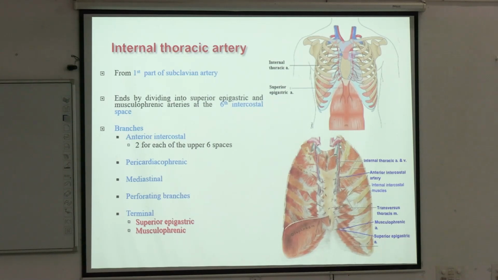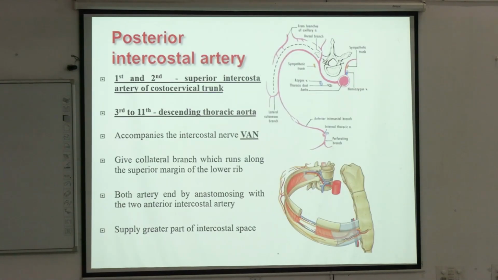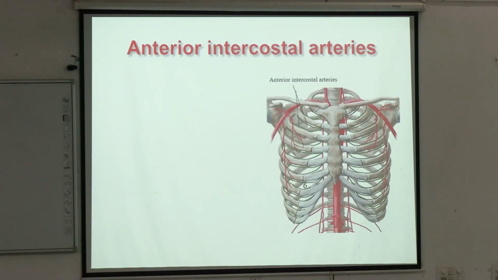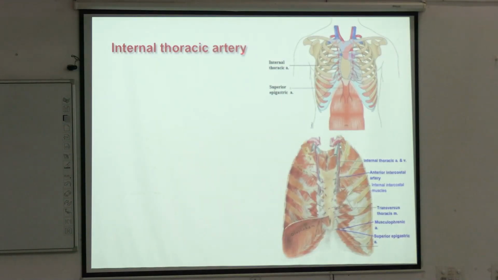But to make it short, we have the anterior intercostal artery and the posterior intercostal artery. The posterior intercostal arteries come primarily from the thoracic aorta, and they are single in number and larger in length. And the majority of the anterior intercostal arteries come from the internal thoracic artery.